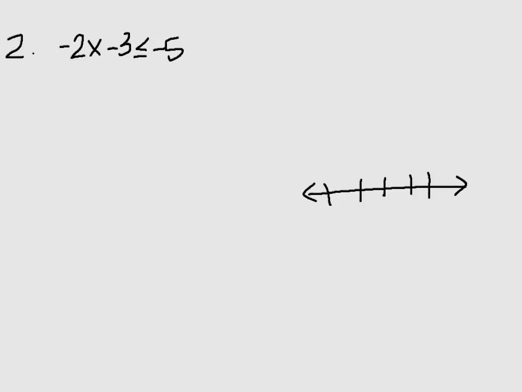This next problem, I have negative 2x minus 3 is less than or equal to negative 5. I work away from my variable, so I add 3 to both sides. My 3's cancel, and I'm left with negative 2x. Negative 5 plus 3 is negative 2. I ask myself, did I multiply or divide by a negative? No, I added 3, so my sign stays the same.